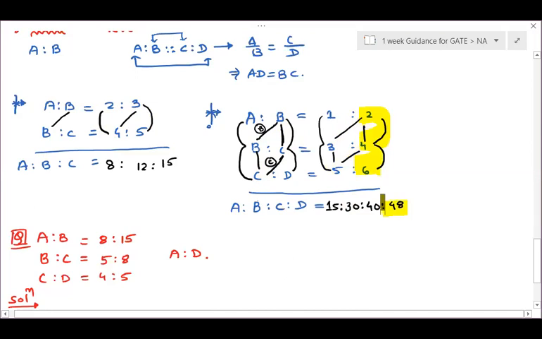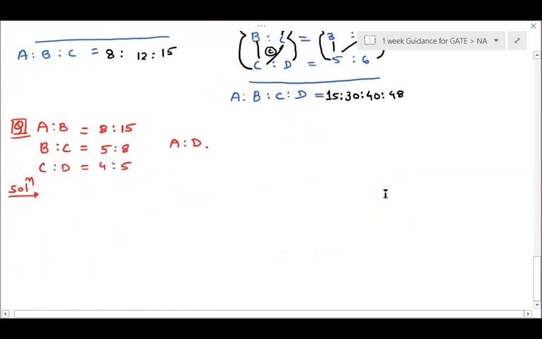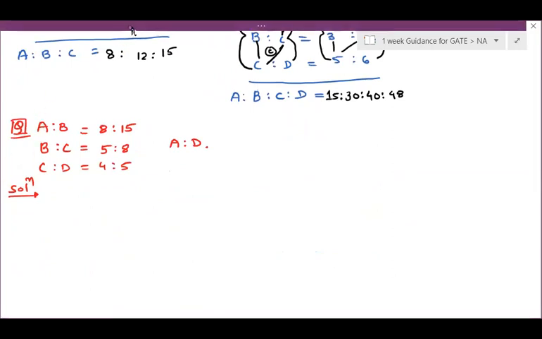Is it clear or not? Please give me some response. 15 is to 30 is to 40 is to 48. Right. Is it clear now? Shall we see this question now? Students, जितने लोगों ने repeat के लिए बोला था?